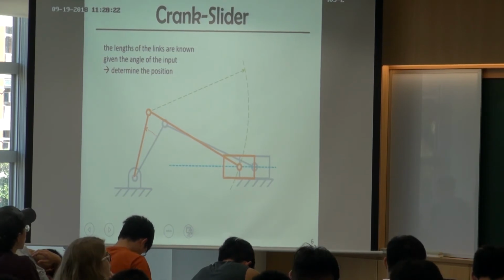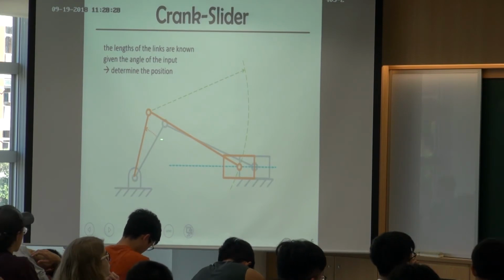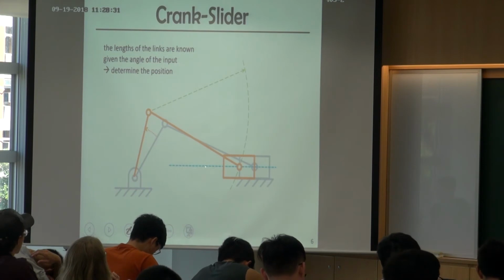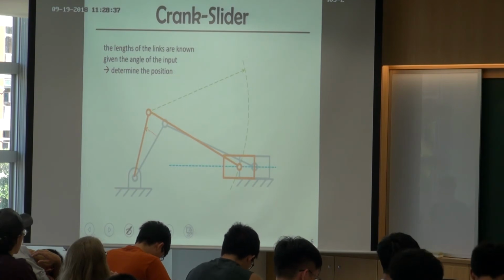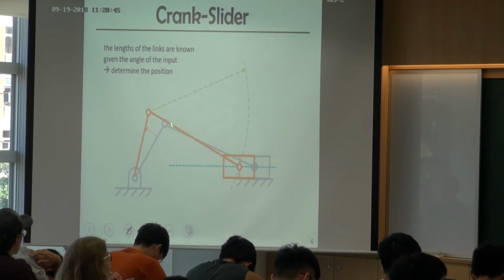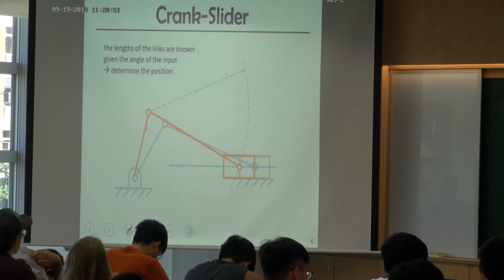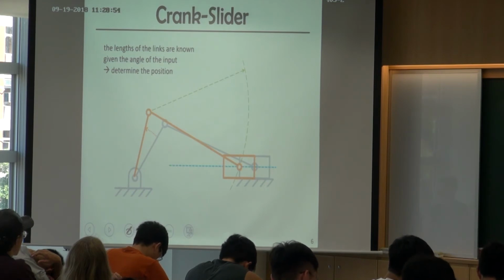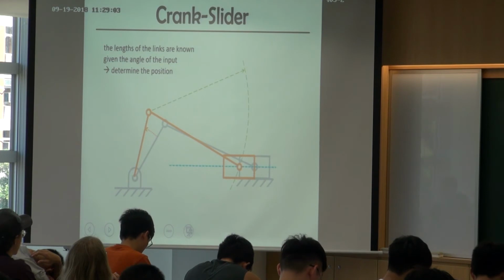So that's position analysis. Just remember, usually we'll provide you an input, and the links of the mechanism are either a bar or a slider. For a slider, you just need to remember it is always sliding along a line or a curve. And the lengths of links are always known, so you can use the length of the link to draw an arc. Then try to draw the lines and find their intersection, and you can find the position of a mechanism.